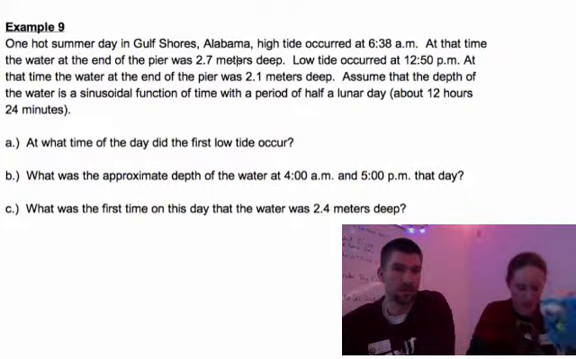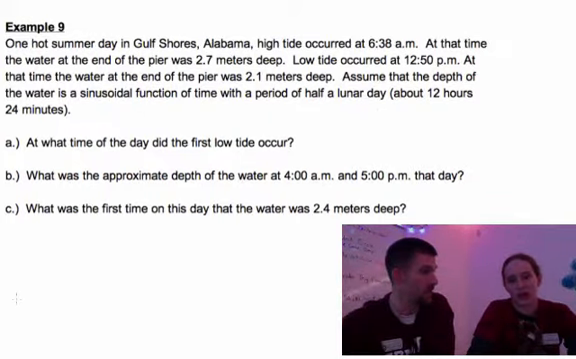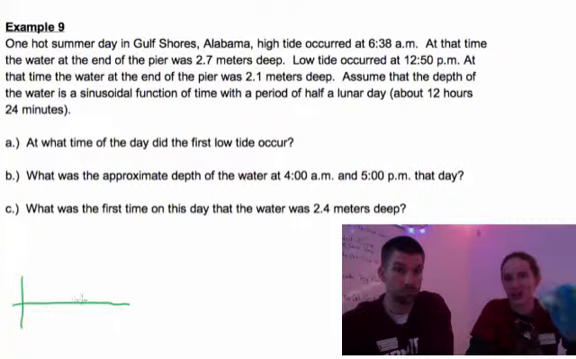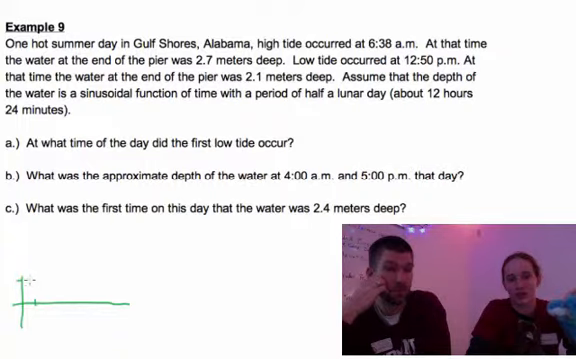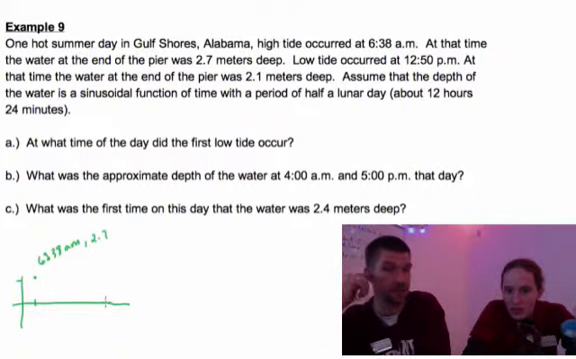And then it asks us all these questions. I think we need to come up with a sinusoid to answer these questions. This is going to be really similar to one of the problems we just worked out. We're given a maximum and a minimum, because high tide occurred at 6:38 a.m. And we know at 6:38 that we were at 2.7 meters. That's our tall part. And then low tide was at 2.1.